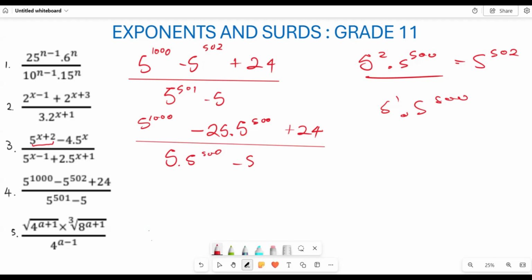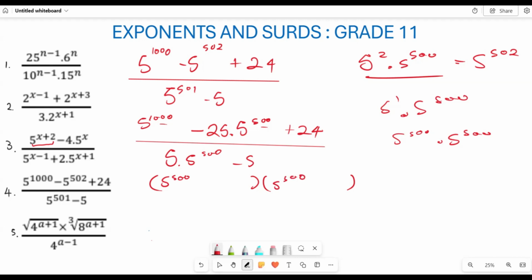Now, can you see this is twice, this is double what I am having here, right? So which means now if I can say 5 to the power of 500, then multiply by 5 to the power of 500, can you see that I get my 1000, right? So I can open my 2 brackets then here and say this is 5 to the power of 500 and 5 to the power of 500.